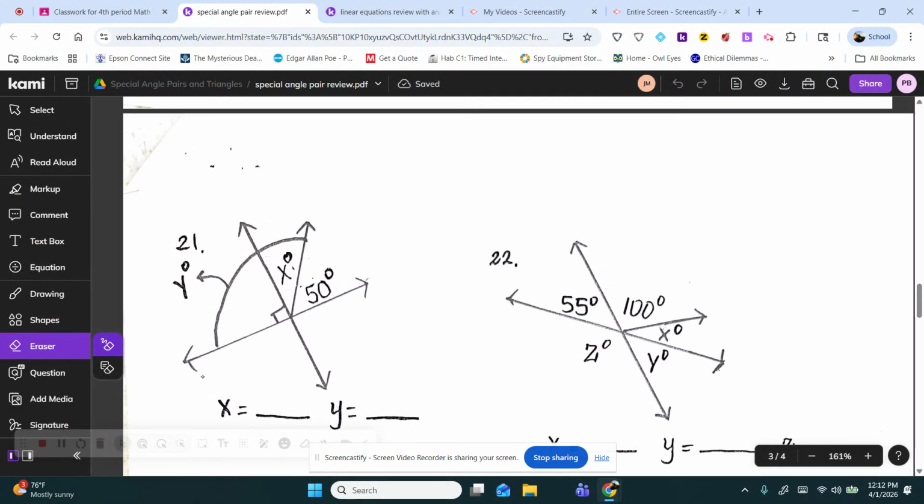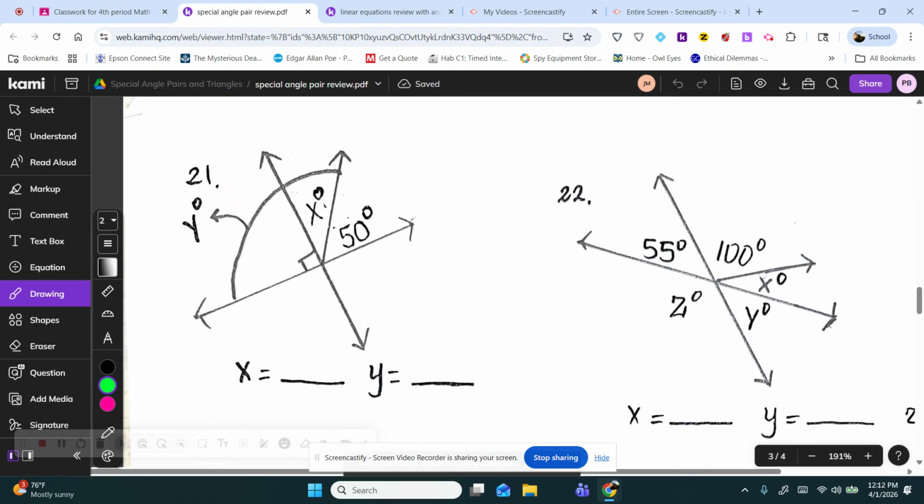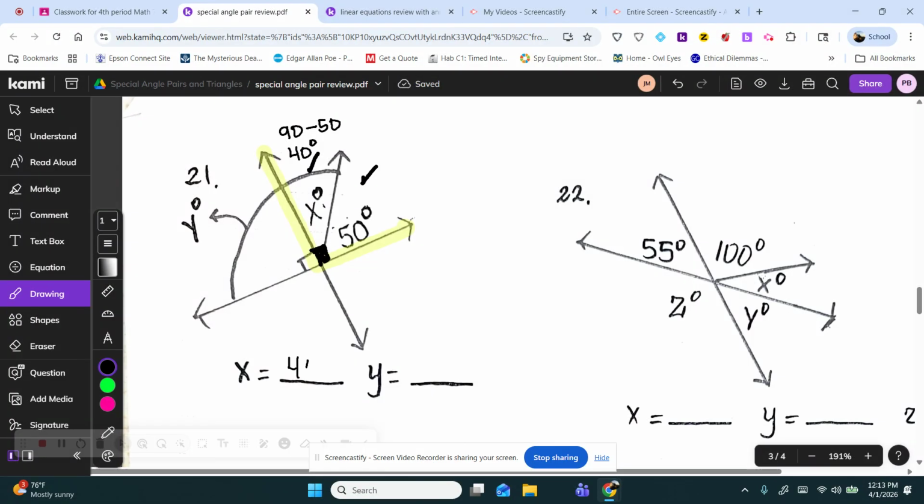All right, we're going to pick up on number 21. On 21, we're going to start off with the fact that this is in an L shape, and we know an L shape has a measure of 90 degrees. So these two angles both add up to 90 degrees. If we know those two add up to 90, we can subtract 90 minus 50, and we know this missing degree measure is 40 degrees. We're going to put 40 degrees for X, okay?